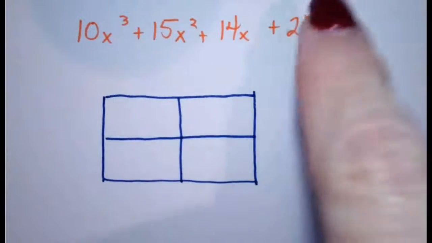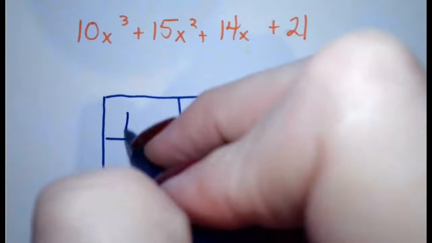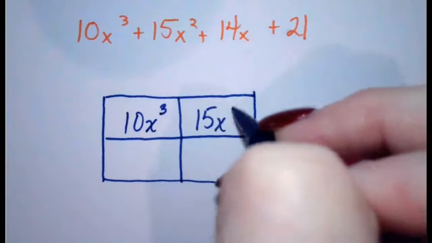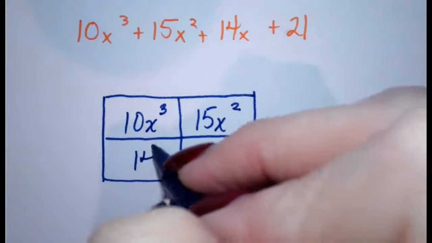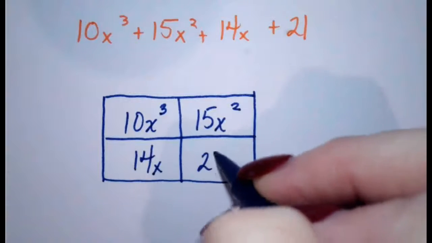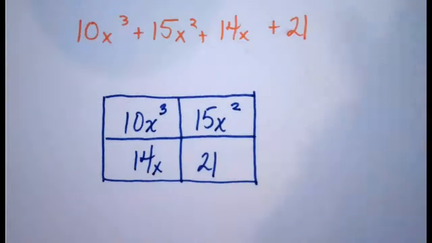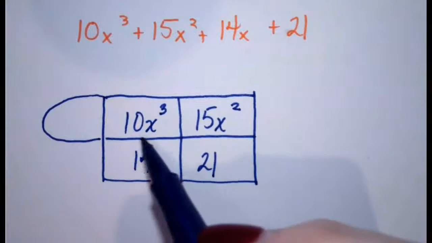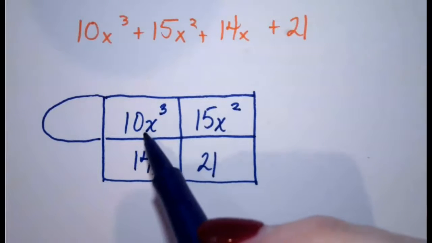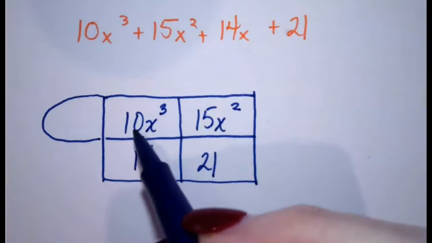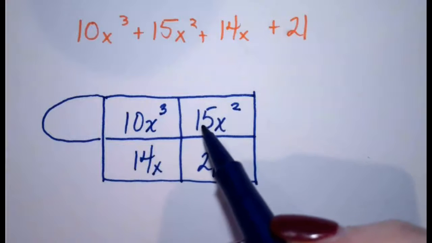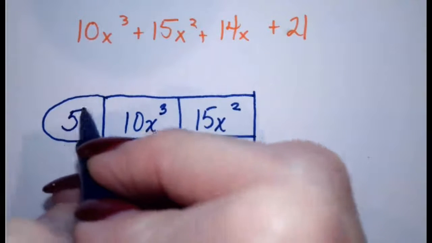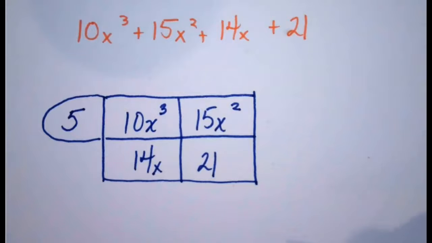1, 2, 3, 4. I need a box. 10x cubed, 15x squared, 14x, and a 21. No negatives, so we don't have to worry about negatives. But I do need to figure out what I can divide both of these by. So I have 10 and I have 15. What can I divide both of those by? I can divide both of them by 5.